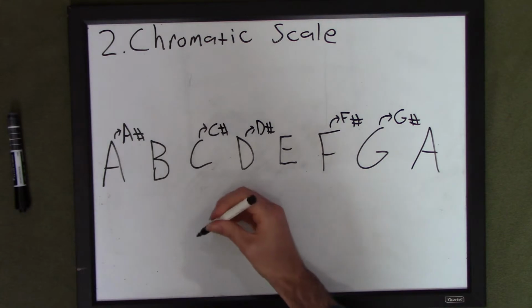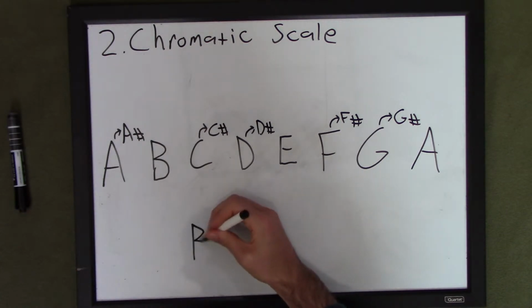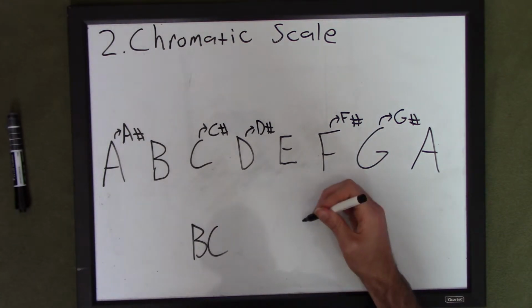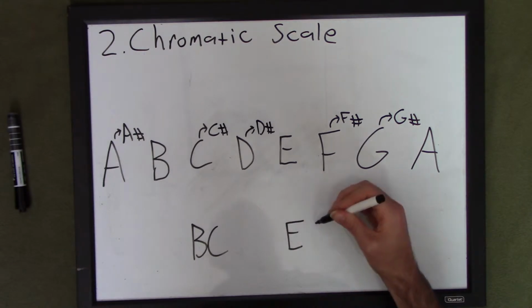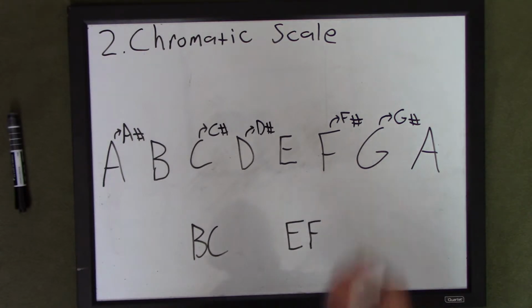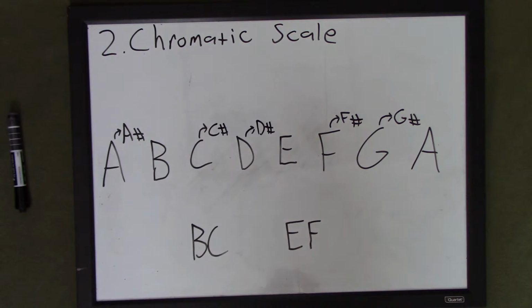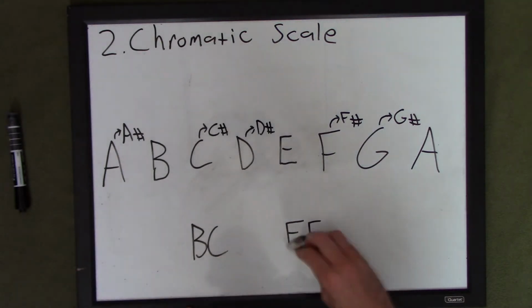Notice that there is not a note between E and F. It goes straight from E to F. Notice there is not a note from B to C. It goes straight from B to C. Why did they do it that way? I have no idea, but that's how somebody a long time ago decided to do it, and we've been doing it ever since. You do need to remember this. You need to remember B, C, E, F, E, F, B, C. Somehow you need to remember that there's no note between E and F and B and C.